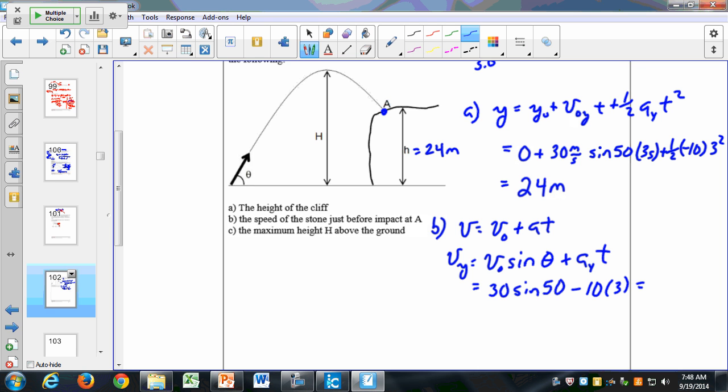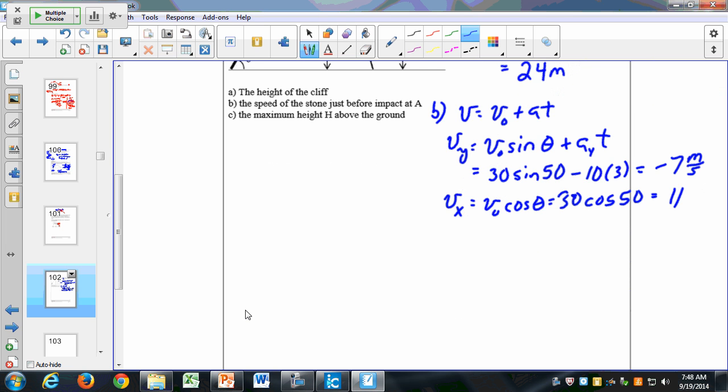-7. Alright, and then I also need the velocity in the x direction at that point. That's just going to be v naught cosine theta. That's 30 cosine 50. I don't have that if somebody can tell me what it is. Is it 10.7? So we'll just call it 11. And then we want to find now the magnitude of the velocity. It's going to be the square root of 7 squared plus 11 squared. What is that, somebody?